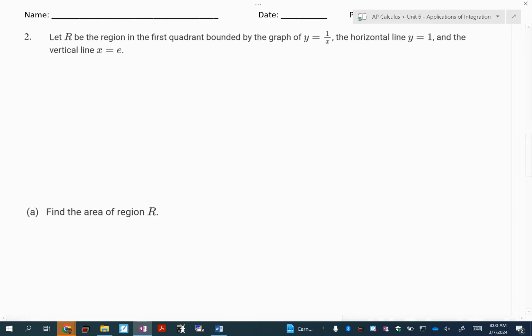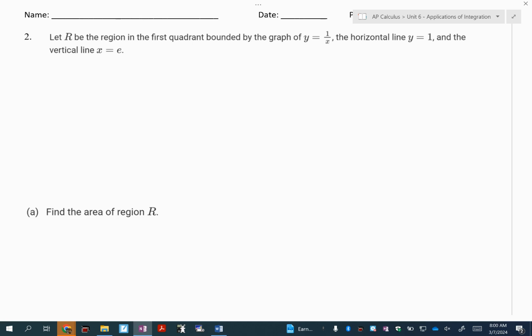Number 2 says R is a region in the first quadrant bounded by the graph y equals 1 over x, a horizontal line y equals 1, and a vertical line x equals e. Now, I left a big gap here because I know some of you have asked in our practice with the Delta Math links, how will this look on the AP exam?